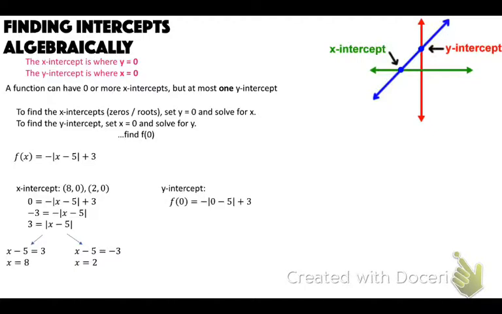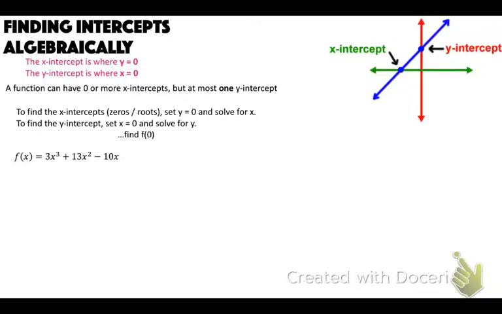And then our y-intercept is where we're going to do f of 0. So we're just going to plug zeros in for wherever the x's are. So that's going to be negative the absolute value of negative 5, plus 3, which is negative, the absolute value of negative 5 is 5, plus 3. Negative 5 plus 3 is negative 2. So that means our y-intercept is (0, -2).